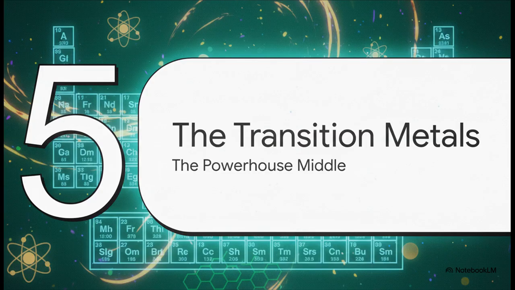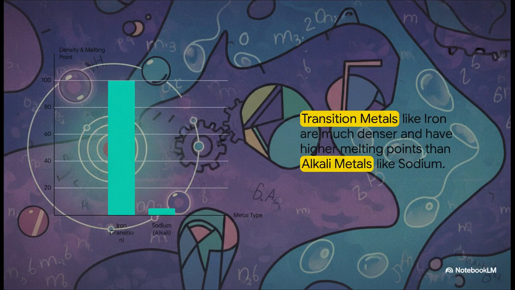Okay, for our last stop, let's turn our attention to that huge block of elements right in the middle of the table. This is kind of like the powerhouse of the whole operation. These are the transition metals. Now, remember those super soft alkali metals we talked about? Well, these guys are the opposite. They are what you probably think of when you hear the word metal. They're hard, they're dense, and they have really high melting points. There's a reason we build bridges out of iron, not sodium.